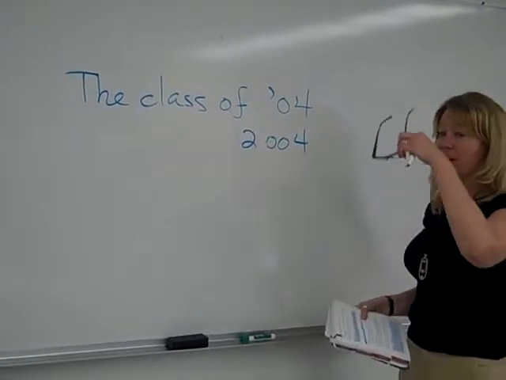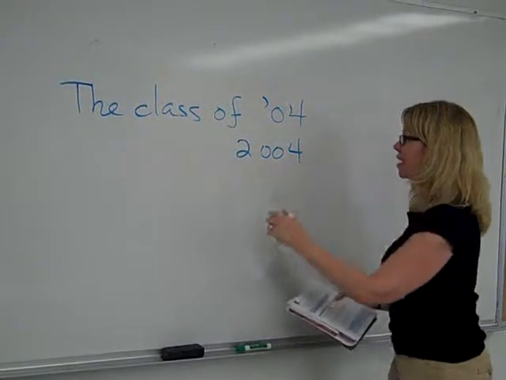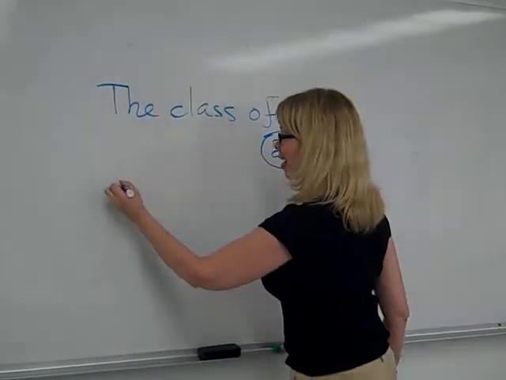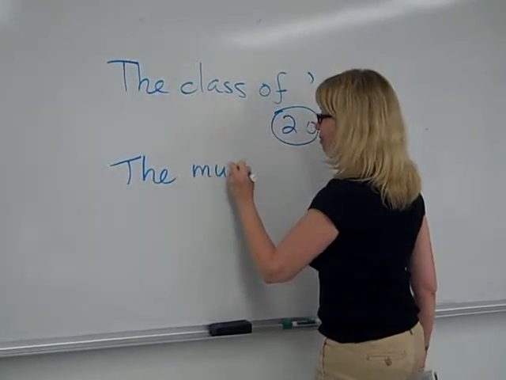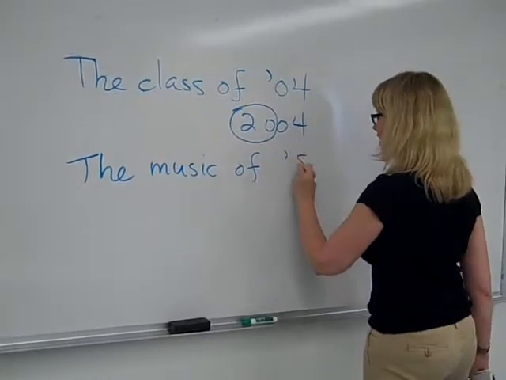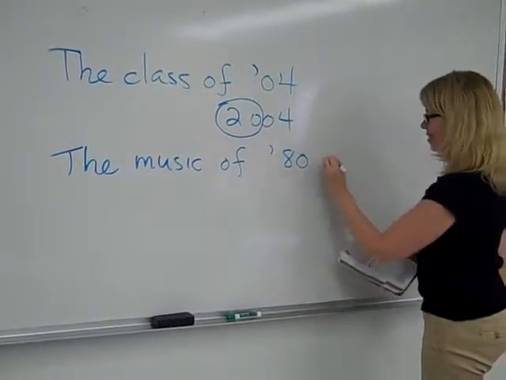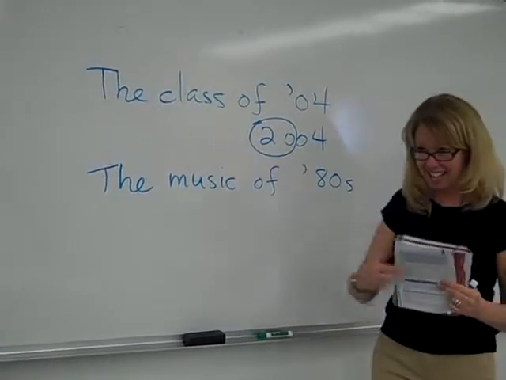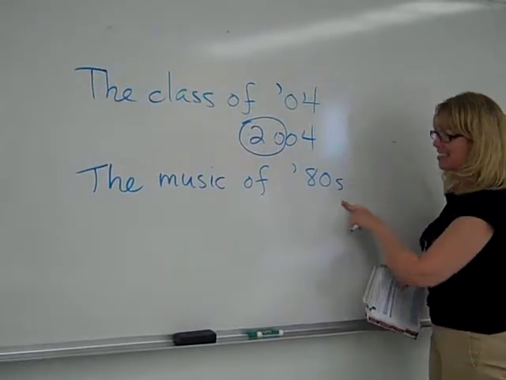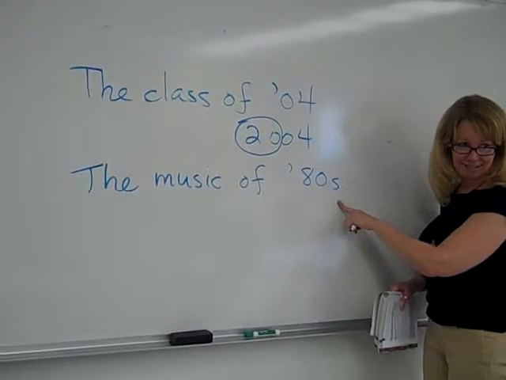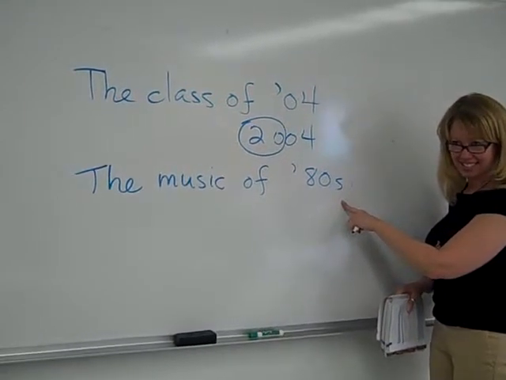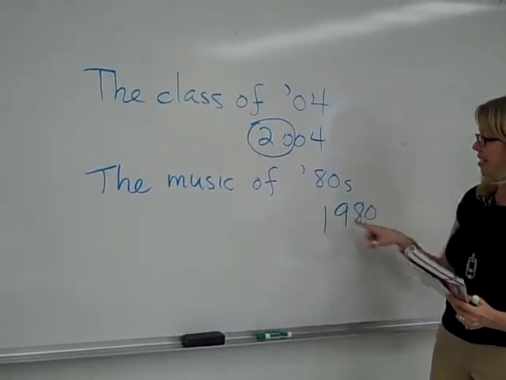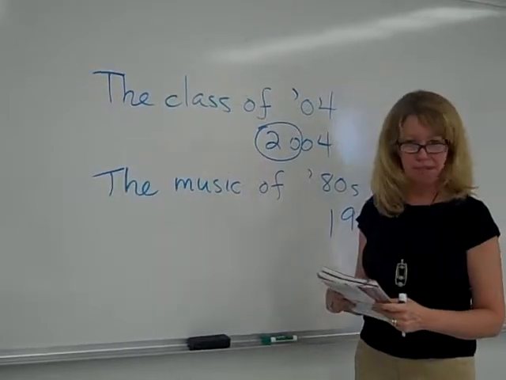So you could say the class of '04, okay, and put the apostrophe because you're leaving out these two numbers, okay? And what about, for example, the music of the 80s? What does that mean? That was really cool and popular. That's your opinion, okay? But what does the 80s mean? Years. What year? The 1980s. Okay. All right. So we're missing the 19. Any problem with that, with years?